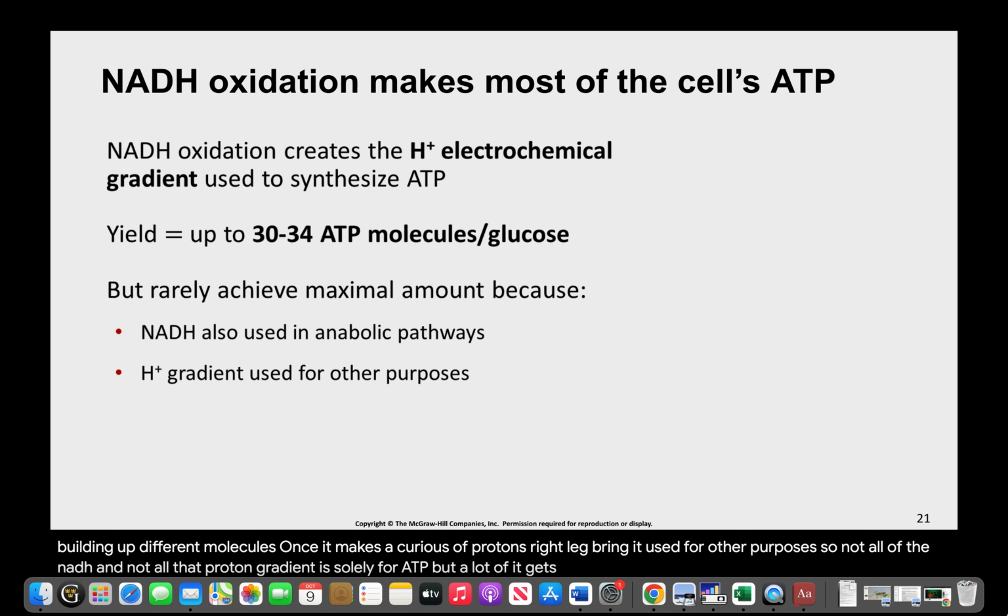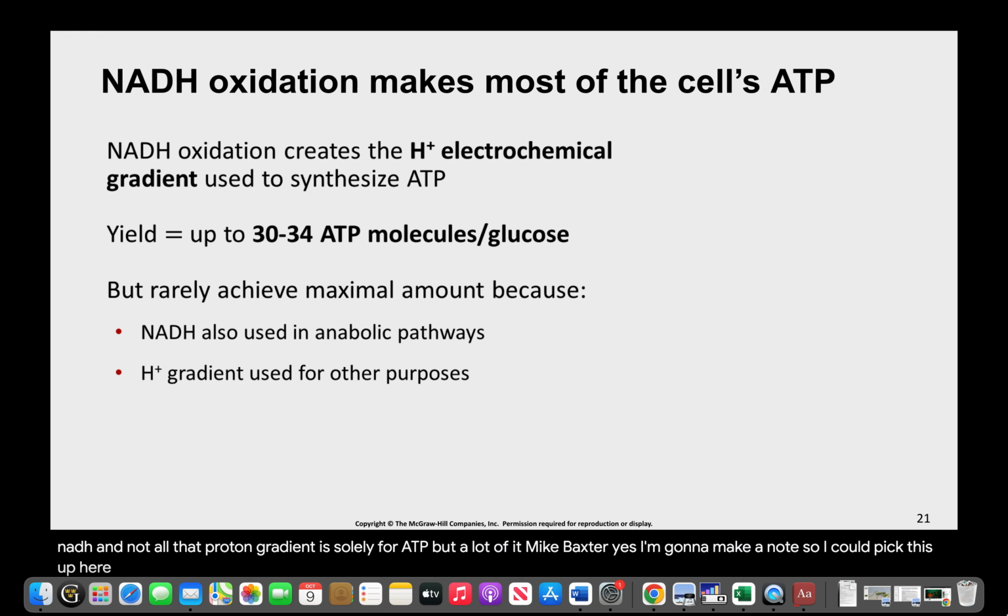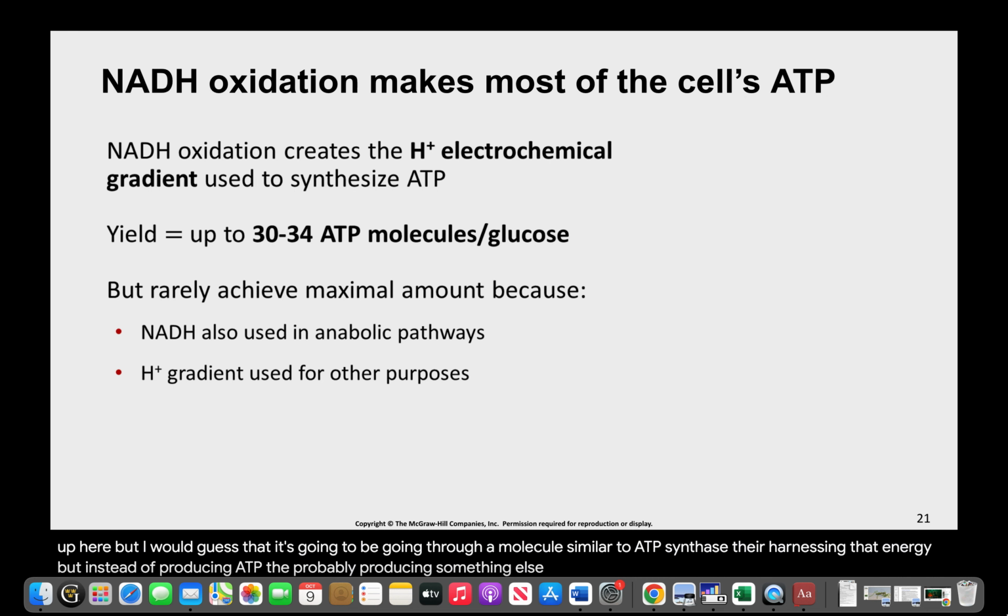Great question. I would guess, and I'm going to make a note so I can put this up here, that it's going to be going through a molecule similar to ATP synthase. They're harnessing that energy, but instead of producing ATP, they're probably producing something else.